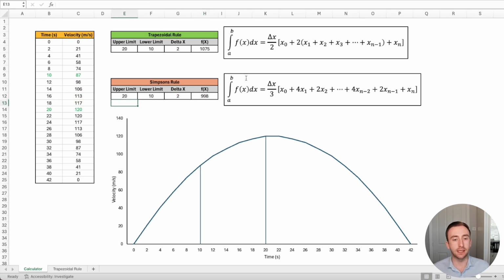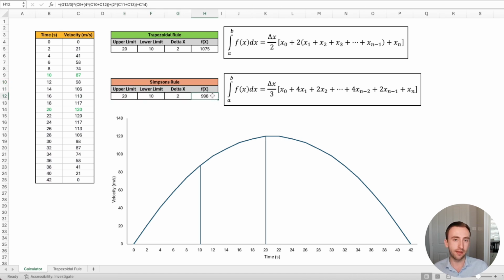Now, you can see here that there is a stark difference between the values, because the trapezoidal rule tells us that it's 1075, but with the Simpsons rule it tells us it's 998, so there is a high degree of error. But if we come back to the difference between the trapezoidal and the Simpsons rule, and how it maps your curve, the Simpsons rule maps the curve as a parabola, or a quadratic. Now you can see our data set is a quadratic, and so the Simpsons rule in this case is going to be the most accurate.